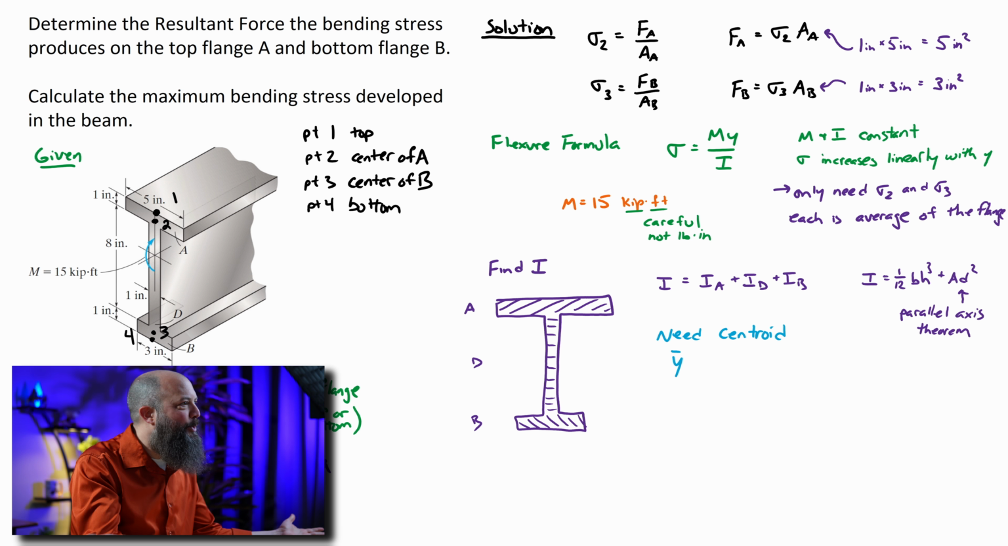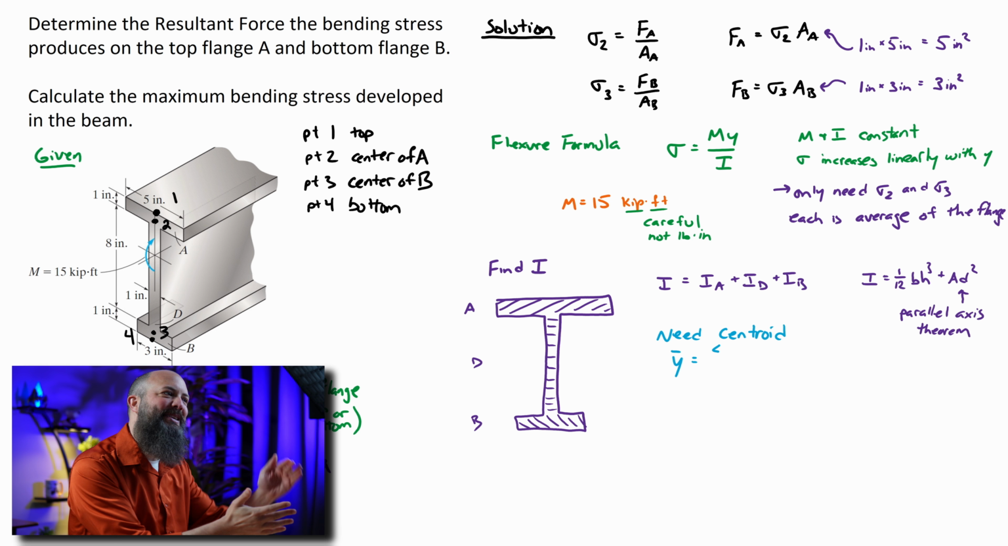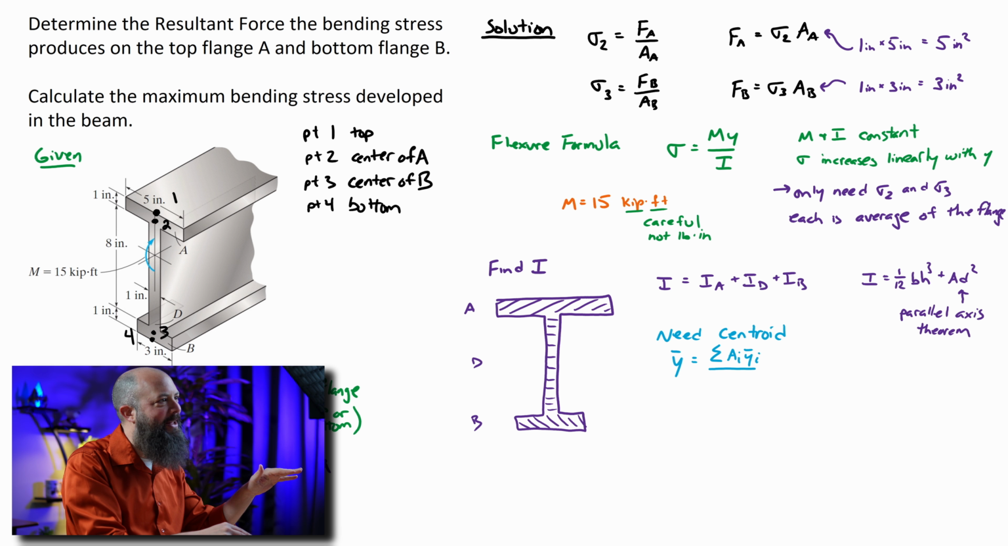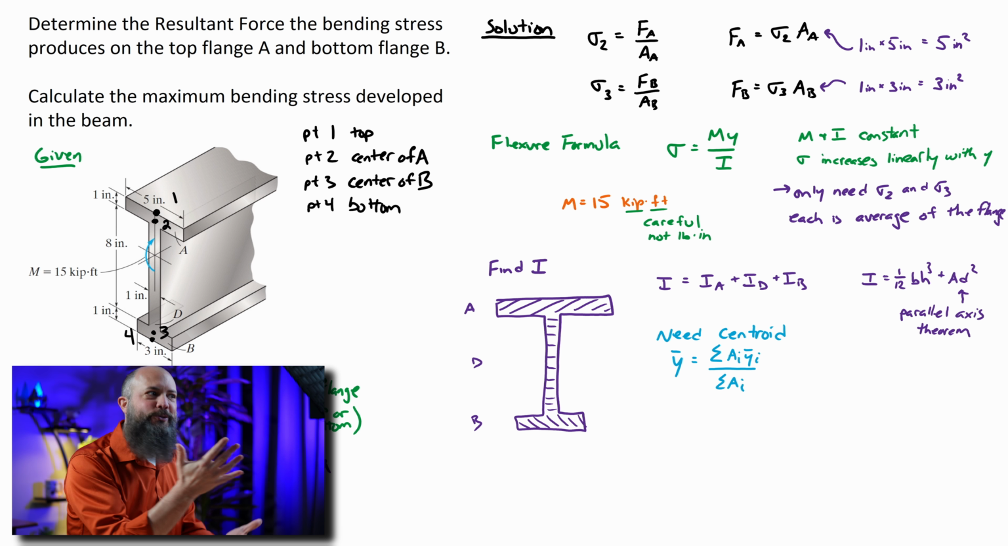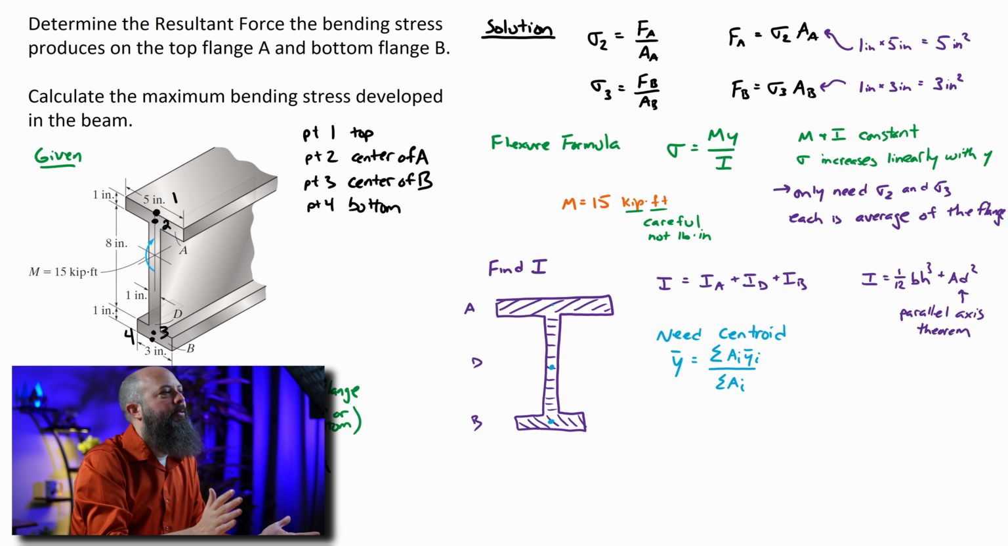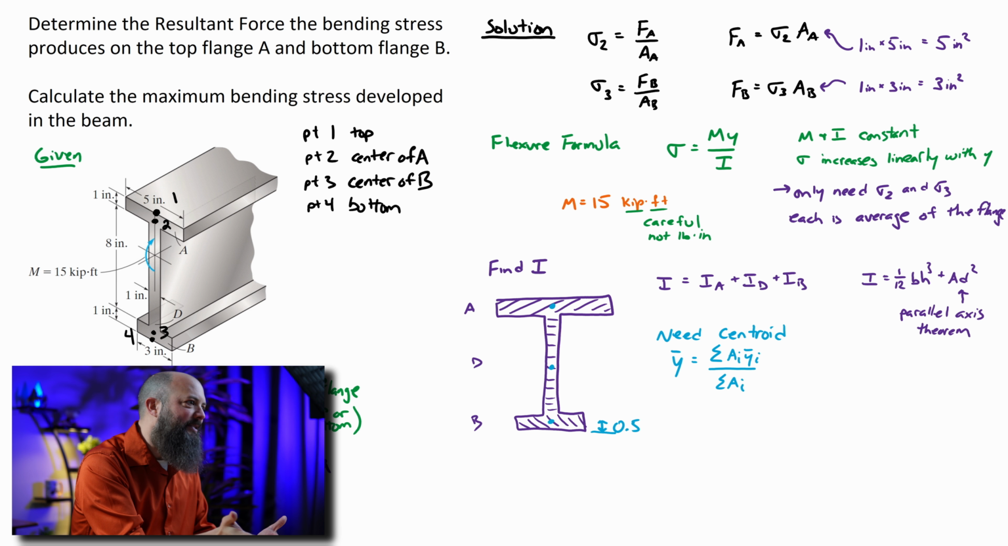Speaking of centroid, we don't know where the centroid is, because the top flange and the bottom flange are different areas. The centroid's not going to be right in the middle. So this is why it's eating the frog. It just keeps going deeper and deeper down the rabbit hole. So all right, before we can find I, we need to find where the centroid is.